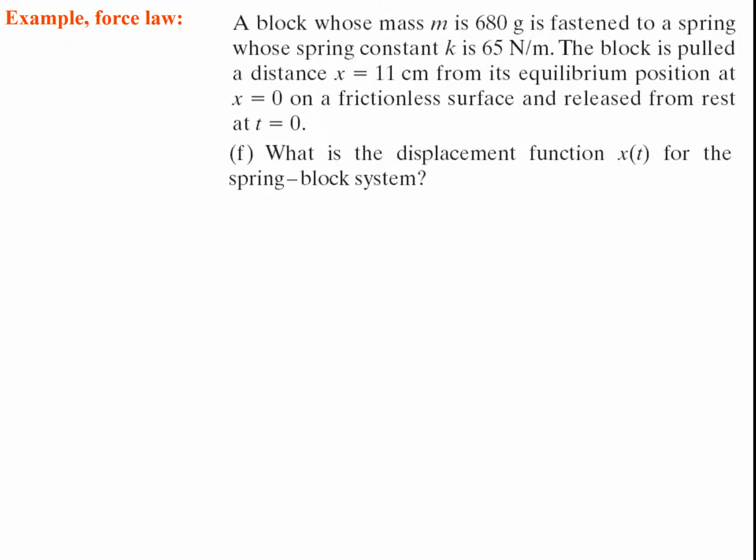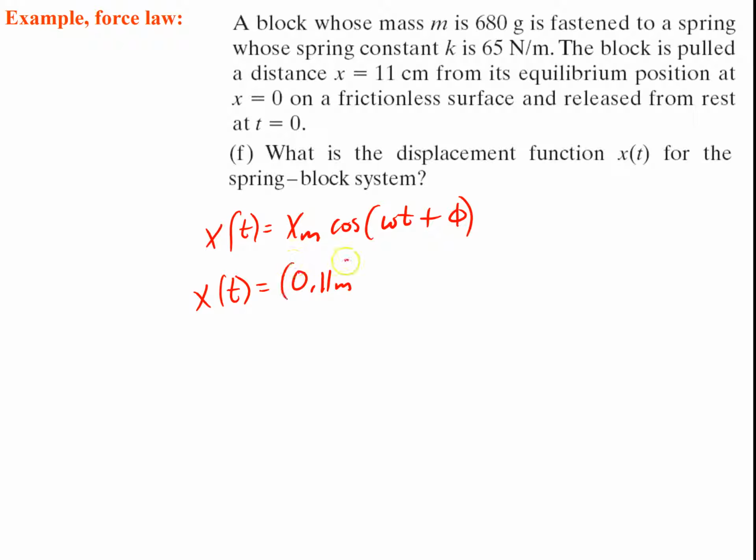So the last part is, what is the displacement function x of t for this spring block system? All right, so we know that our displacement function should look like this. That's the cosine of omega t plus phi. All right, this is what our function should look like. We can go ahead and plug in the values we know. So x of t is going to be equal to our max displacement, which we know is 0.11 meters, times the cosine. Well, we know what our omega is. We found that out in the first part.